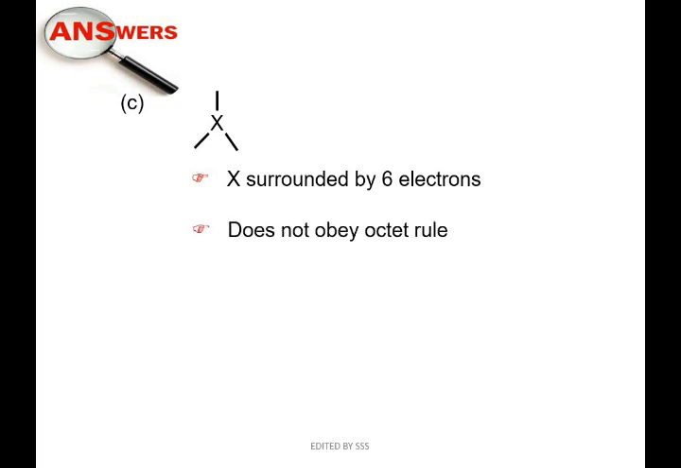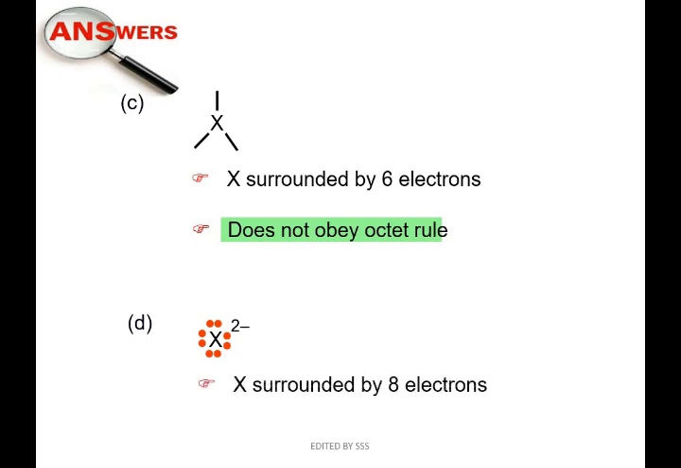In C, X has 3 single bonds. It means X is surrounded by 6 electrons. Therefore, X does not obey the octet rule. In D, X has 4 lone pairs. It means X is surrounded by 8 electrons. Therefore, X obeys the octet rule.